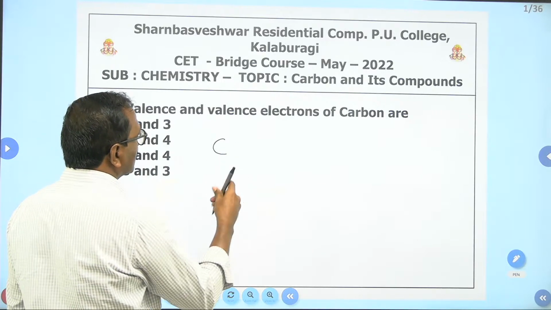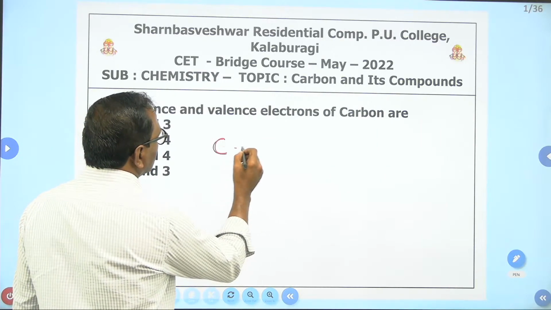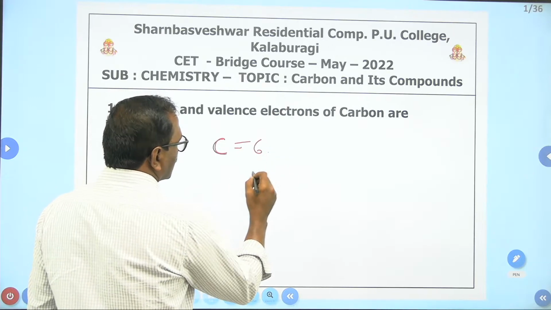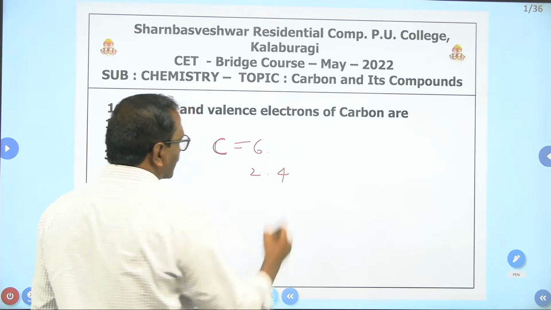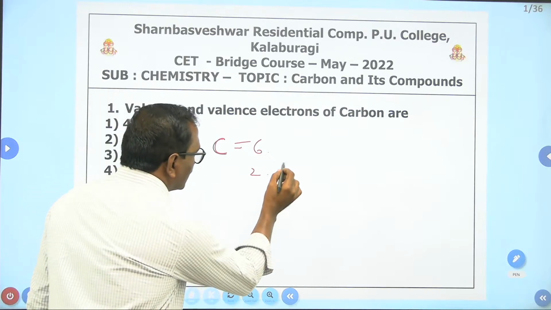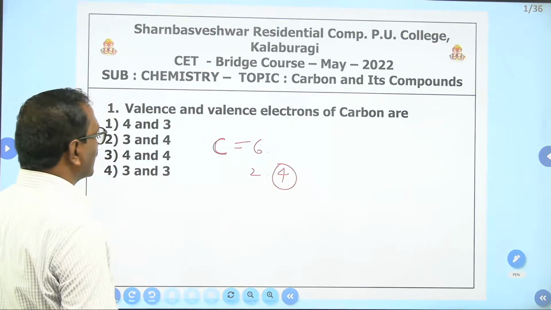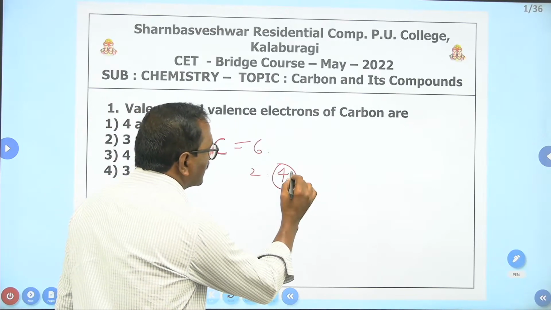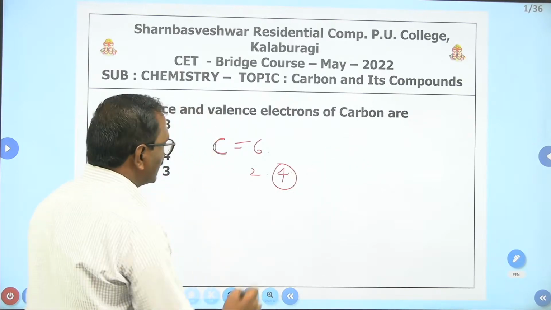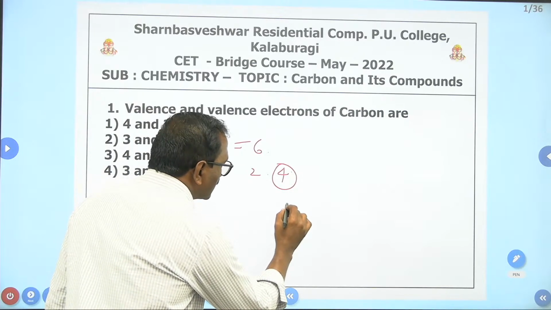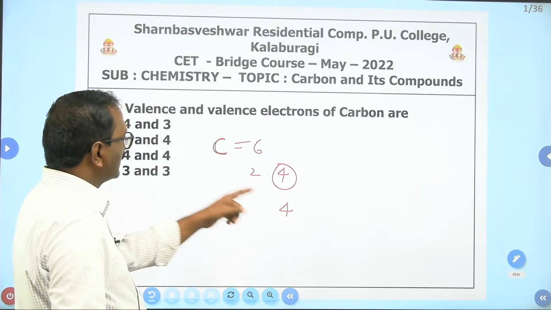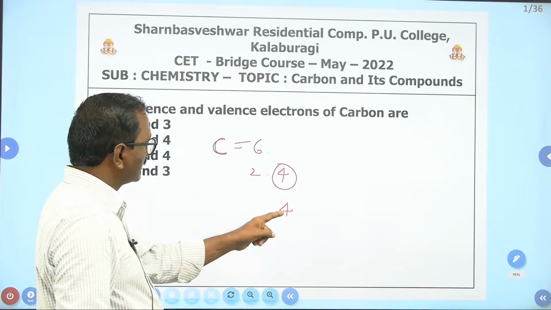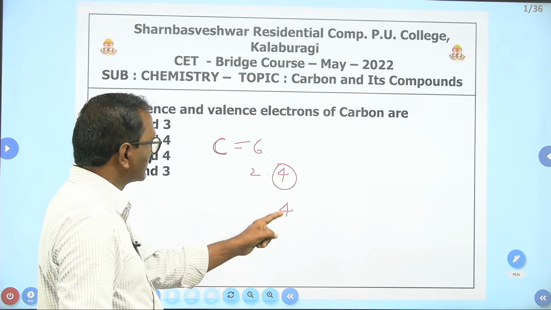Consider this is carbon, atomic number 6, configuration of 2 and 4. Here, 4 is the valence electron. What is the valence electron of carbon? 4. All the 4 valence electrons of carbon are ready to contribute. The electrons ready to be contributed, that is valency. Carbon is able to contribute 4 electrons, hence the valency of carbon is 4.